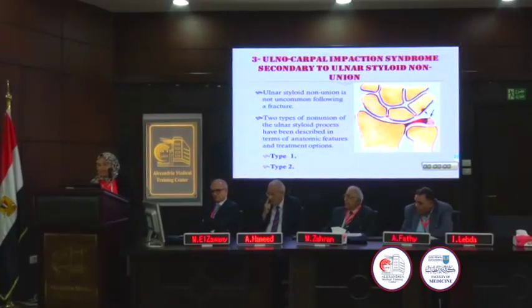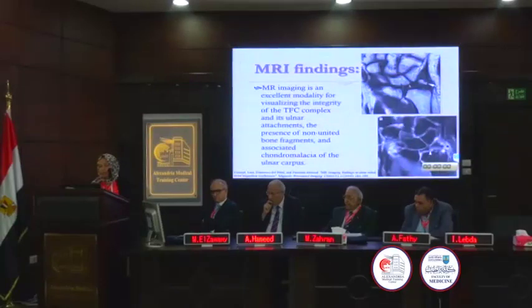But both types are associated with loose bony fragment, which will continuously irritate the ulnar side of the triquetrum. Here the location is different from the ulnar abutment. Here we are dealing with the ulnar side of the triquetrum, causing chondromalacia and subsequently there will be subchondral marrow changes. So the changes here will be on the ulnar side of the triquetrum.